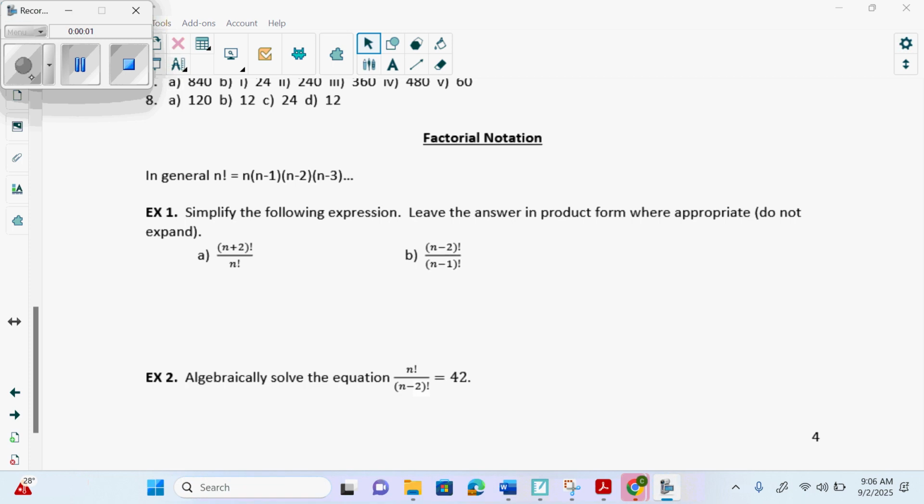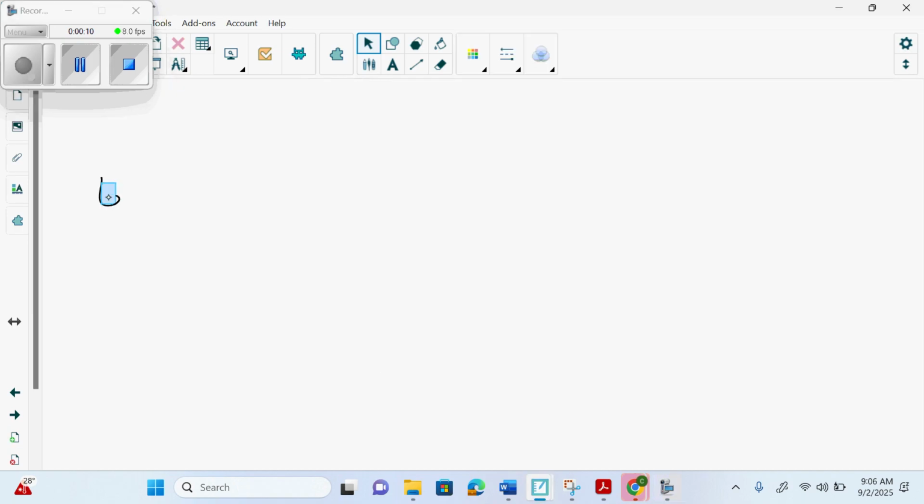Factorials on Friday. With factorials, you start at a number and go down by 1 till you get to 1, correct? So for example, if I had 6 factorial, that would be 6 times 5 times 4 times 3 times 2 times 1. And we're going to practice putting it in our calculator again, so remember where it is.